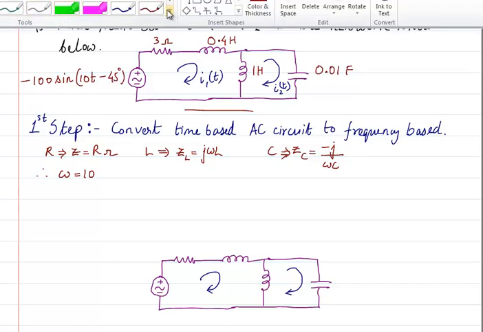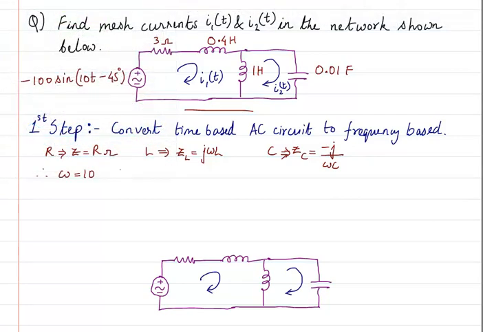Next, we have to find out the value of ZL. So ZL will become j omega, which is 10, into L. Now we have two cases. Let us suppose that this is L1 and this is L2. So I will write ZL1. ZL1 is going to be 10 into 0.4 henries, which comes out to be 4j ohms.